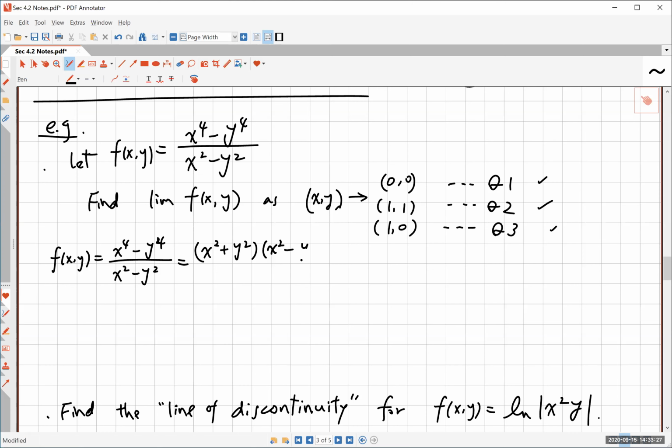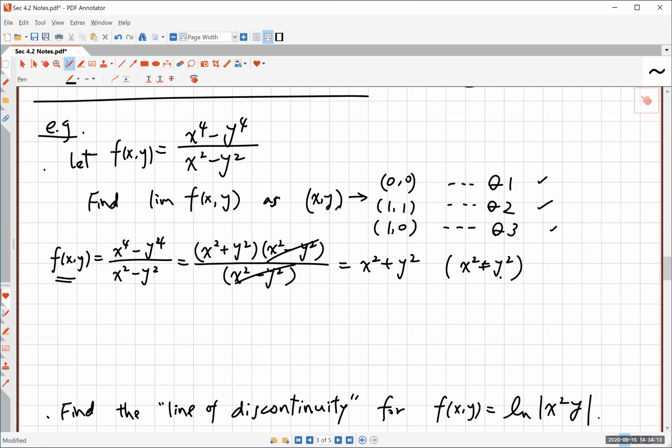So maybe you can take the dust off of the old algebra book and review some of your formulas for factorization. All right, so x fourth minus y fourth can be written as x squared plus y squared times x squared minus y squared. The denominator is exactly the second factor, so you can cancel. This is actually the same function, and now be careful here. I'm going to say this, but wait until you hear the last part of the sentence. This function f(x,y) is exactly the same function as x squared plus y squared as long as x squared is not equal to y squared.